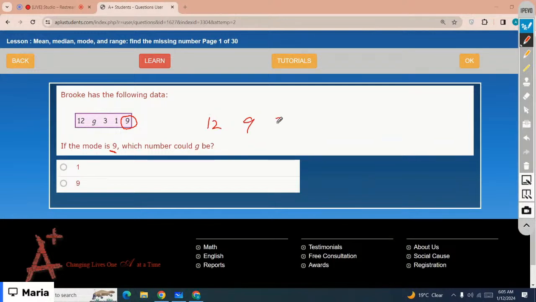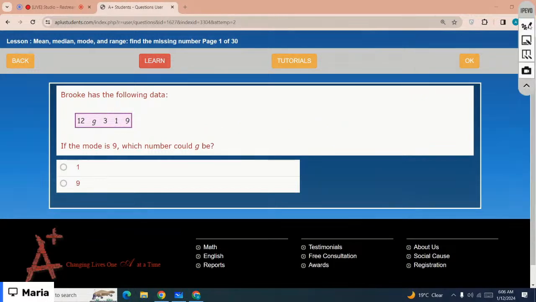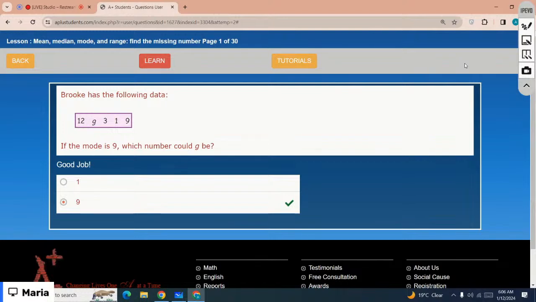The data looks like this: 12, 9, 3, 1 and 9. Now 9 appears more than one time, so the mode of the data is 9 and G is 9. That means the missing number G is 9. The correct option is 9. Basically, you have to use the definitions of the mean, median and mode here and calculate the missing value. Got it?